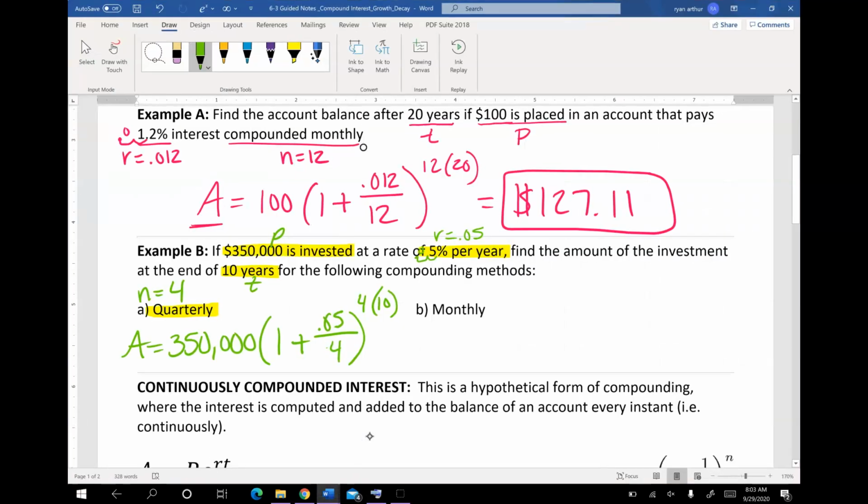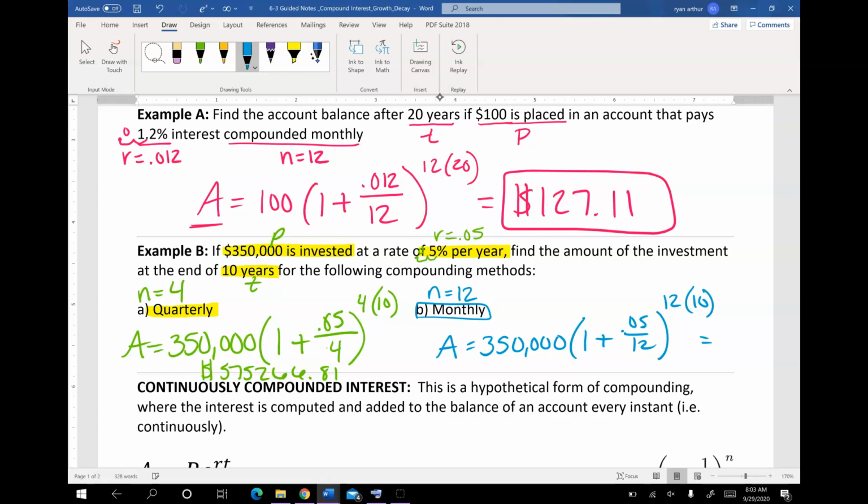So our answer was 575,226.81. Okay? Now, if I change the quarterly to monthly, all I'm changing is my N. What does my N change to? How many months are in a year? 12. So my N's going to change to 12. So I'm going to use the same equation. I'm just going to replace my N. I'm going to replace that 4 with a 12.